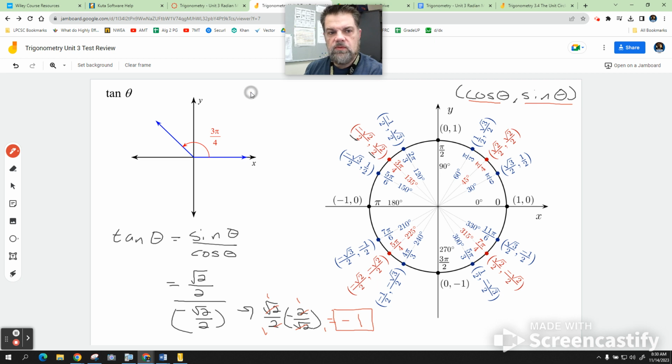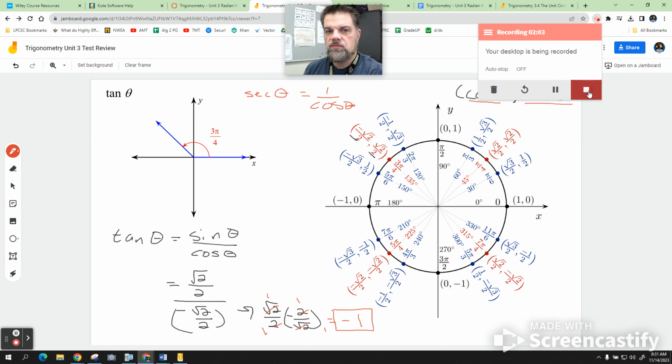I'll give you a little clue. Remember that secant, these are for the other problems, is equal to 1 over cosine. So remember those identities we learned in the last section. You're going to have to look those up. Okay? That's problem number 8 from the textbook, or I mean from the review.